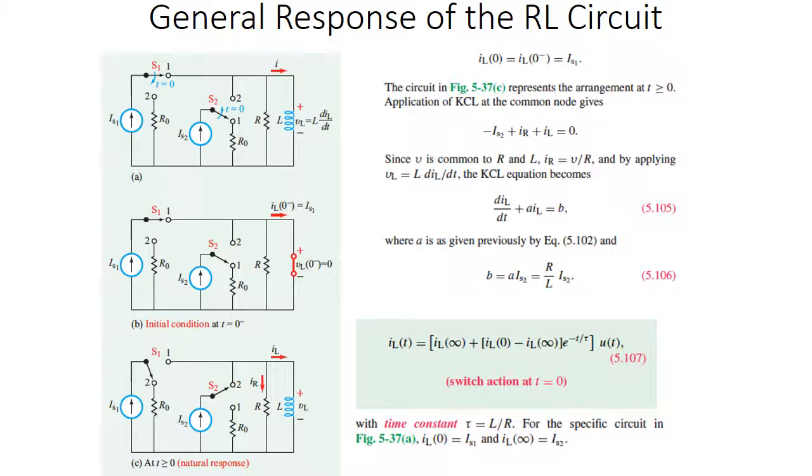So remember, for capacitor circuits, tau equals RC. For inductor circuits, for RL circuits, tau equals L over R. So it's a little different there to be able to solve. And below, you're going to see your initial conditions too.